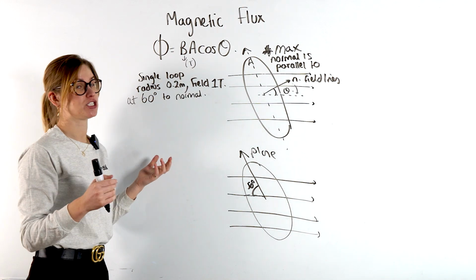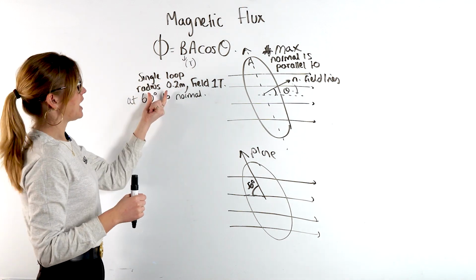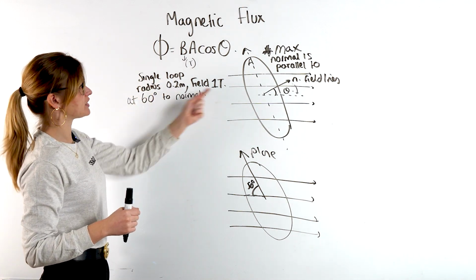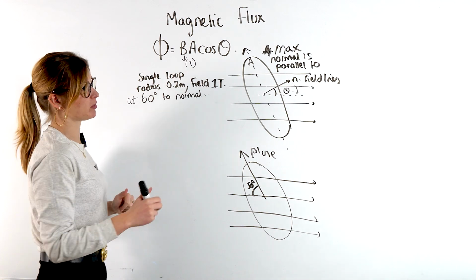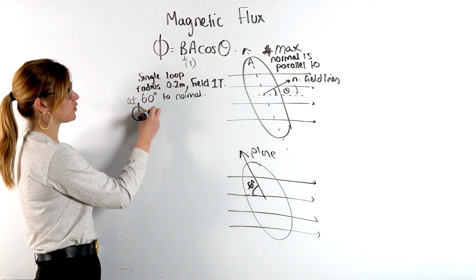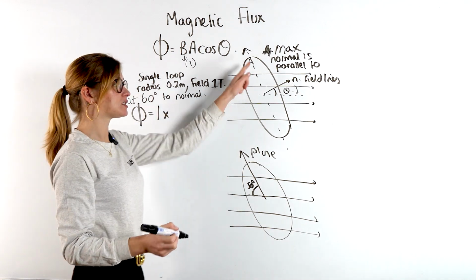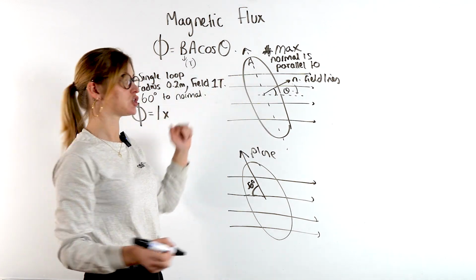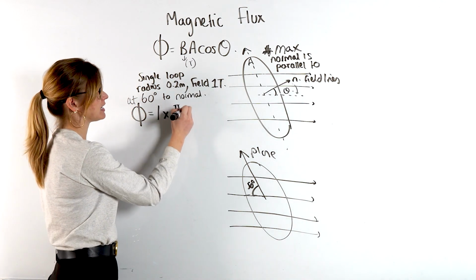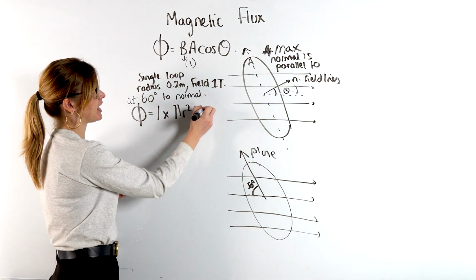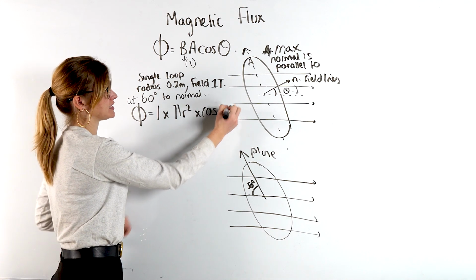So let's say we had a question where I've got a single loop of wire. I've got a radius of 0.2 meters, a field of 1 Tesla, and it's at 60 degrees to the normal. To find the magnetic flux, all I have to do is B, which is 1, times my cross-sectional area. It's a loop of wire, so it's a circle. So it's going to be pi times the radius squared times cosine of theta, so cosine of 60.